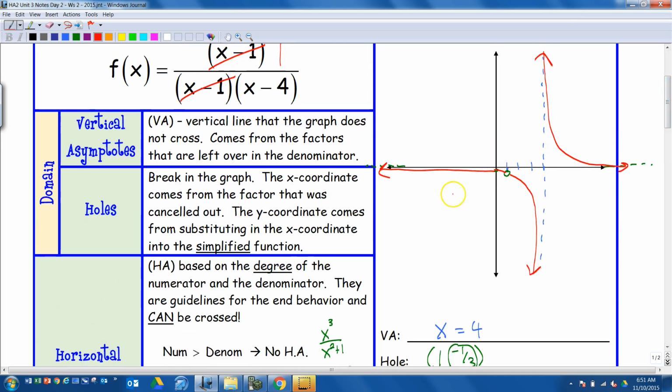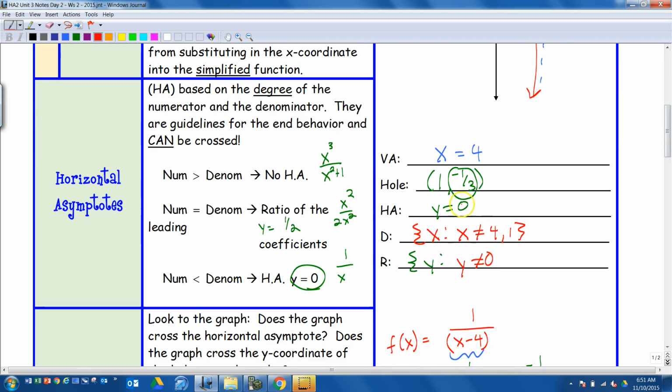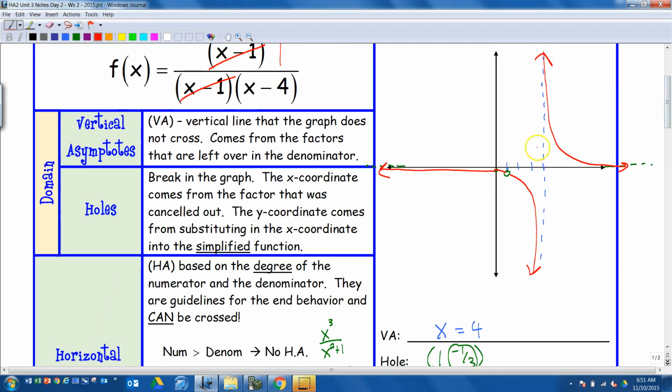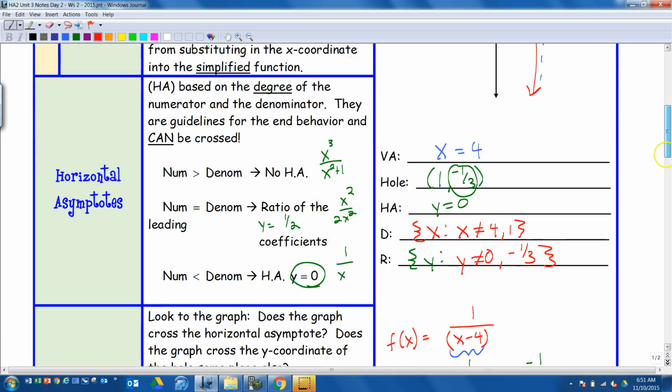Again, for the range you look at, does the graph cross this horizontal asymptote? It doesn't look like it does, right? It just jumps from here to here. So that means that y cannot be 0 because the horizontal asymptote is y equals 0. And then look at this hole coordinate. Is there any other spot on the graph, if you draw a horizontal line through there, where it'll hit the graph? No. There's no spot in this graph where y will be negative 1/3 because there's a hole there. So we'd also say that y is not negative 1/3. Okay. And we have completed the problem.